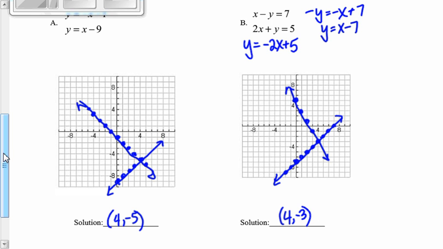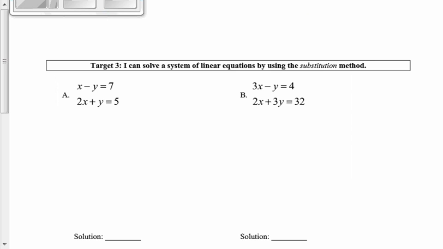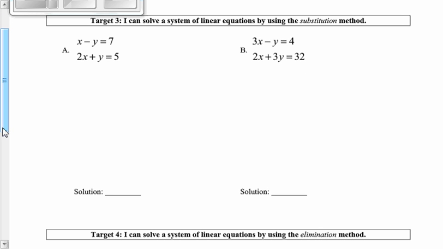So on the next target, on the second page, we're going to do the same thing, but we're going to do this algebraically. So starting with substitution. For substitution, we have to get one of our equations equal to a variable. So I'm going to use this top equation. It doesn't matter how you do this. And I'm going to add y over. So it reads x equals y plus 7.